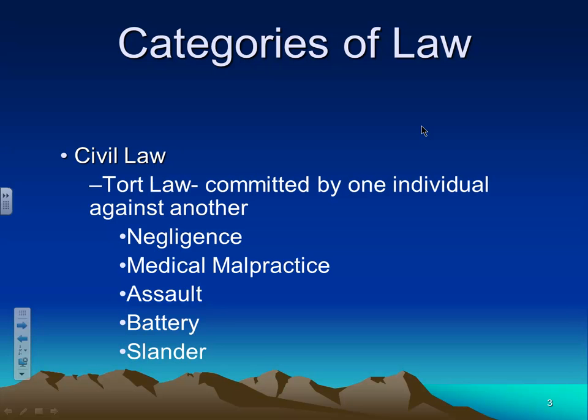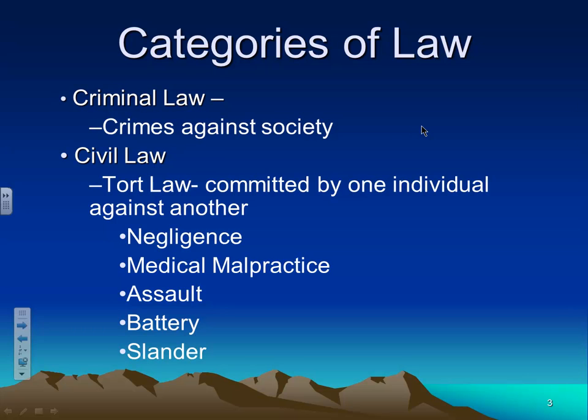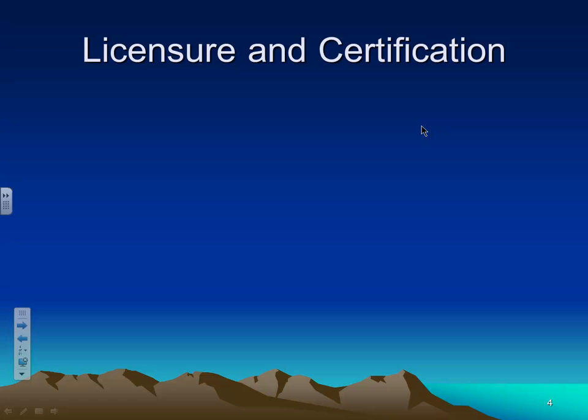Specifically, the ones we're concerned with are negligence, malpractice, assault, battery, slander, that sort of thing. So those are things that we're going to need to be most familiar with. Criminal law, as we said, is crimes against society. So what's tort law? Individual against individual, and civil. That's right. It's not criminal.